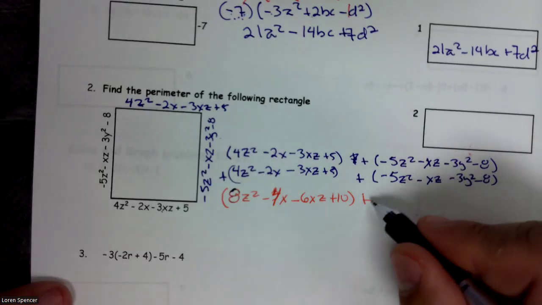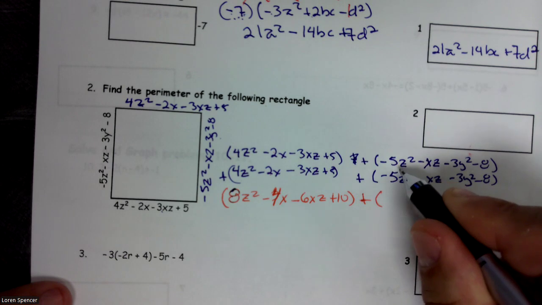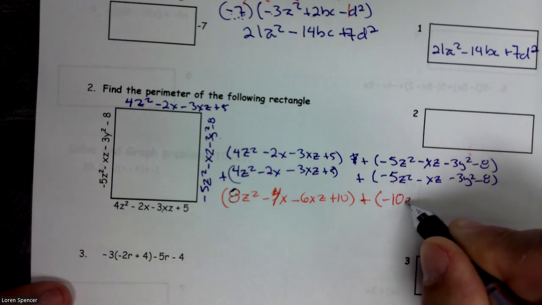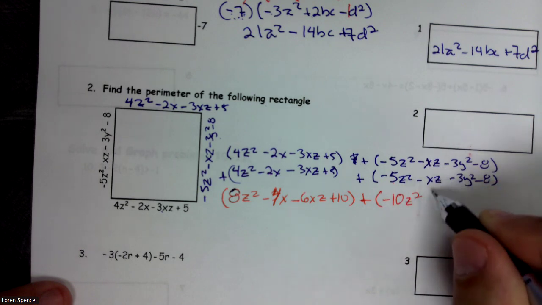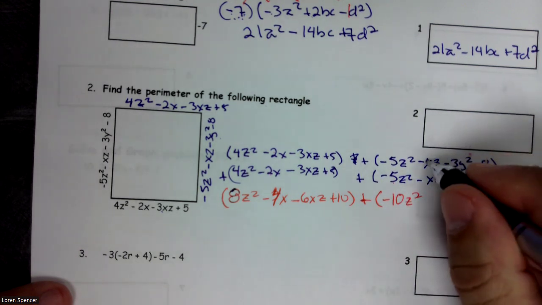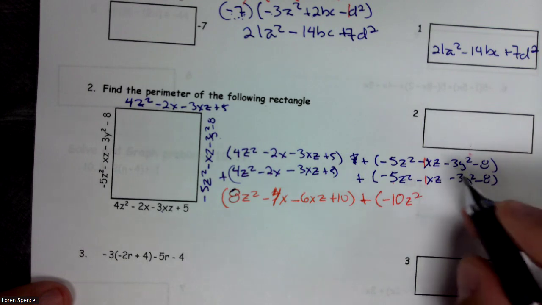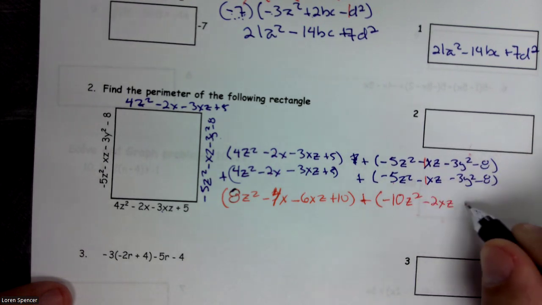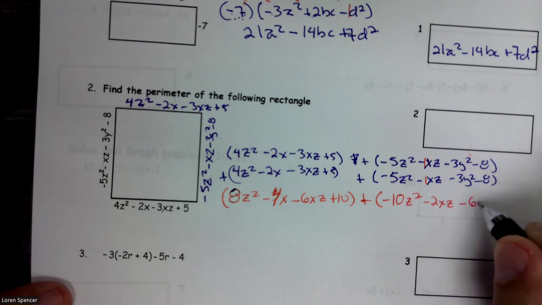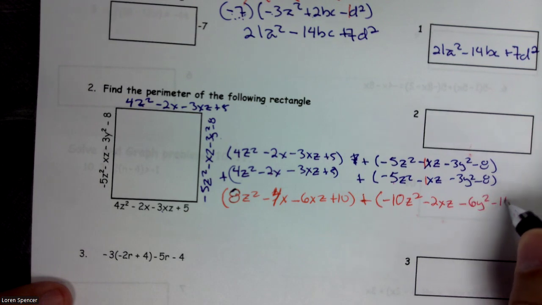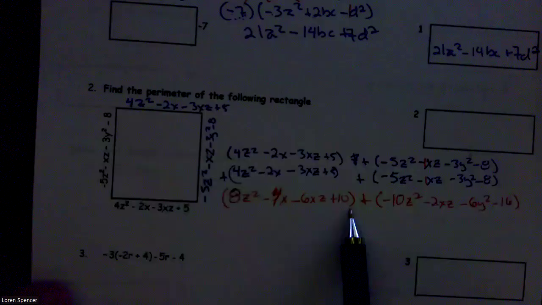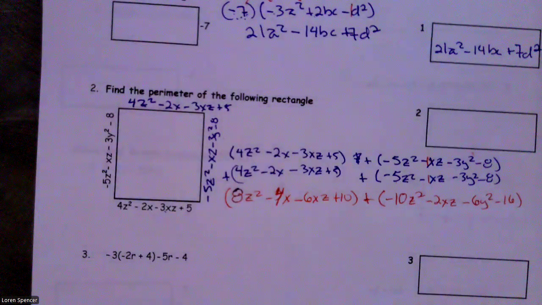Plus, well, what does this become? What's negative 5 and negative 5? Well, that's negative 10z squared. This becomes, and by the way, there's not a 1 here, but we have to pretend like there is. So minus 2xz minus 6y squared minus 16. Don't like it when the lights go off. All right, hold on just a second.